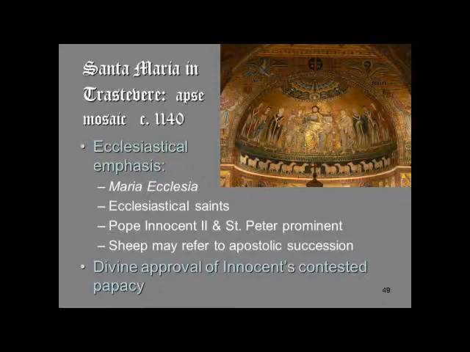And this also makes it likely that the mosaic was commissioned during the later part of Innocent's reign, after his rival was dead, because then he would have had the power, the wherewithal, in order to commission this mosaic. So I think probably the circa 1140 date is closer than, say, 1130. But that's an argument anyway. So here we see Mary as Queen of Heaven and the divine approval of Innocent's papacy.